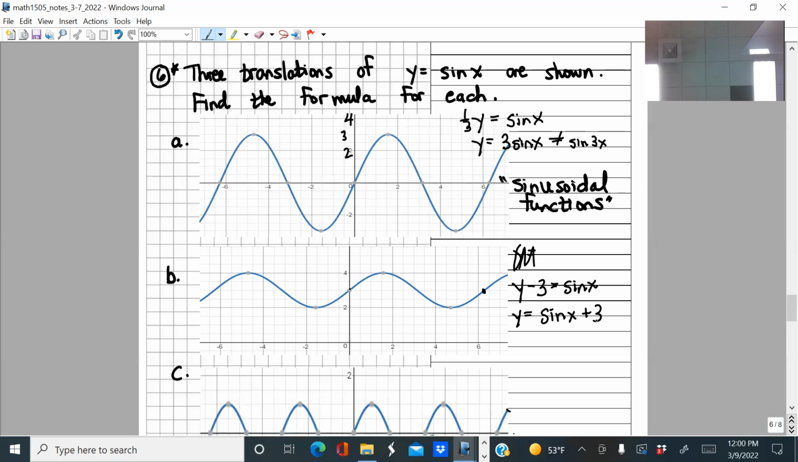What does it look like here? We did, just added 3, right? Okay. To shift it up by 3, we just added 3. Here, to change the amplitude to 3, we just did what? Multiplied by 3, right? Okay. To shift it up 3, we just added 3. Easy.